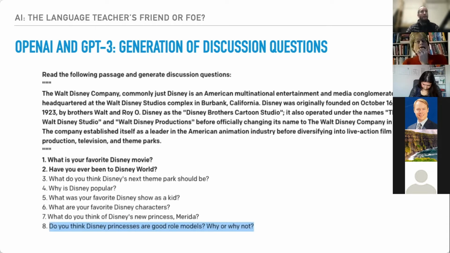Again, you always have to provide examples for it to understand what you want it to do. Okay. So questions 1 and 2 are my questions, and then questions 3 to 8 are the AI's questions. And 8 was particularly impressive for me. It just looks like it was written by a human being. I find it hard to believe that the system can come up with a question like this: Do you think Disney princesses are good role models? Why or why not? So yeah, I would definitely use these kinds of questions in a real class. You could take this and put it directly into your lesson plan without much modification at all.